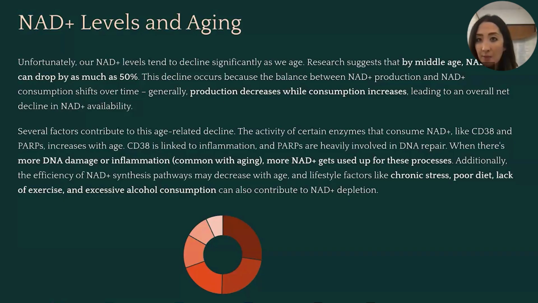Sometimes there are certain enzymes like the PARPs that I mentioned before, something else called CD38. These increase as we age, and they're usually linked to things like inflammation, and so when these are more elevated, they're going to consume the NAD more. They're going to use up the NAD more because they need it for all these processes.